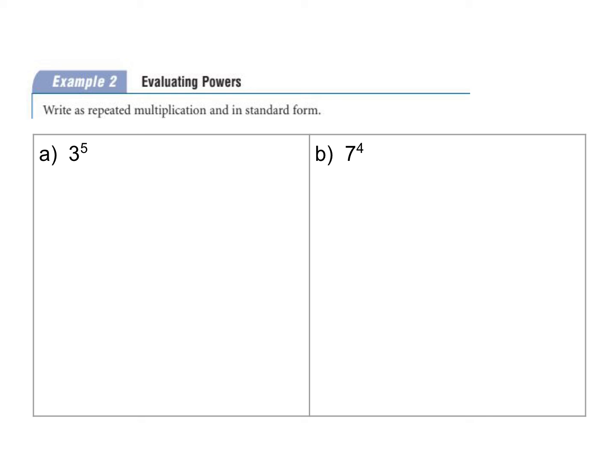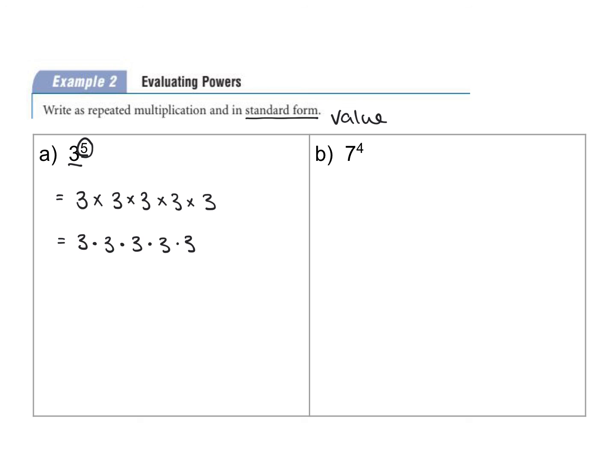In this example, we're going to take our power, write it as repeated multiplication, and then we're going to find the standard form, or the value, which is just the answer. So in A, we know that the base is 3, and it's going to be multiplied by itself 5 times: 3 times 3 times 3 times 3 times 3. We could also write it using dots in between. Okay, and that's the same thing.